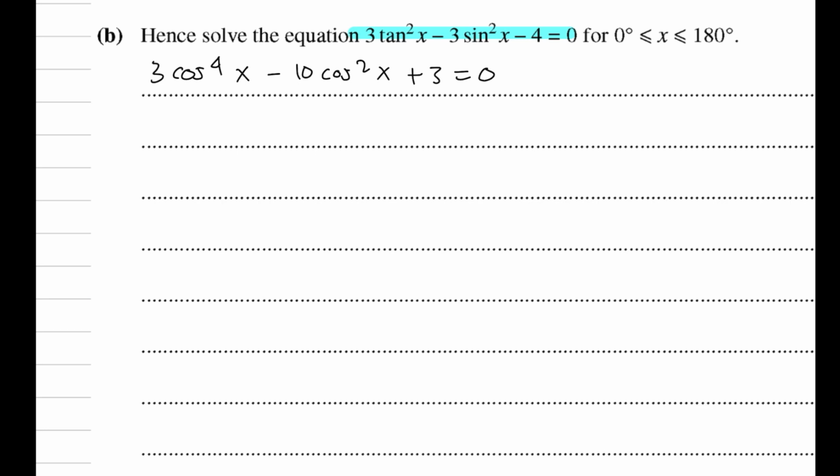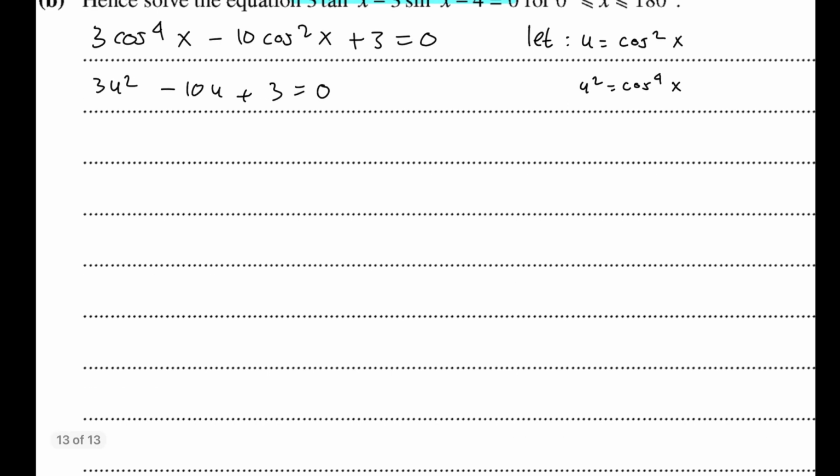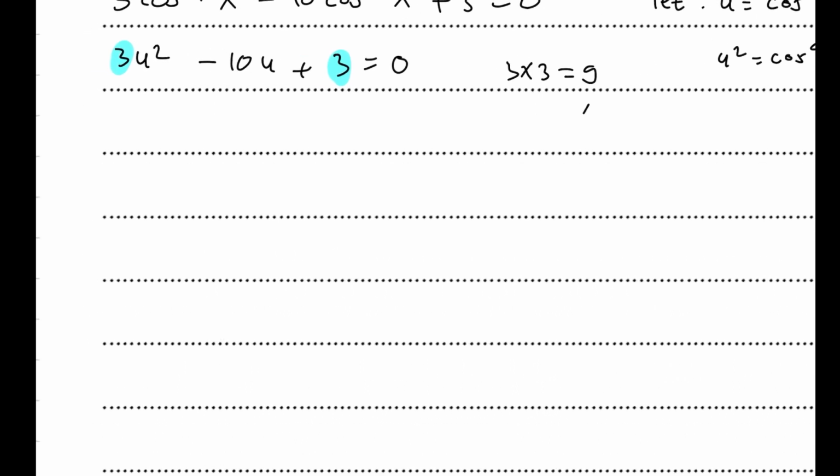Okay, now how to solve this? We can let u equal cos square x. So we will get 3u square minus 10u plus 3 equals 0. Then 3 times 3 becomes 9, and we can have minus 9 times minus 1 to get minus 10. So 3u square minus 9u minus u plus 3 equals 0.